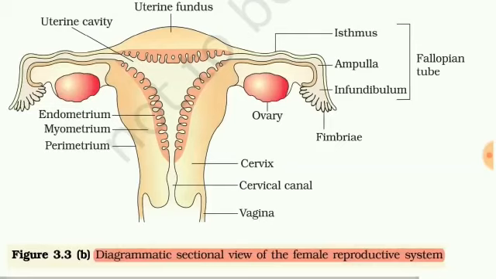In the endometrium, during the menstrual cycle, the lining is corroded and discharged into the vagina, that is menstruation. In the next topic we will deal with this one by one. Okay.